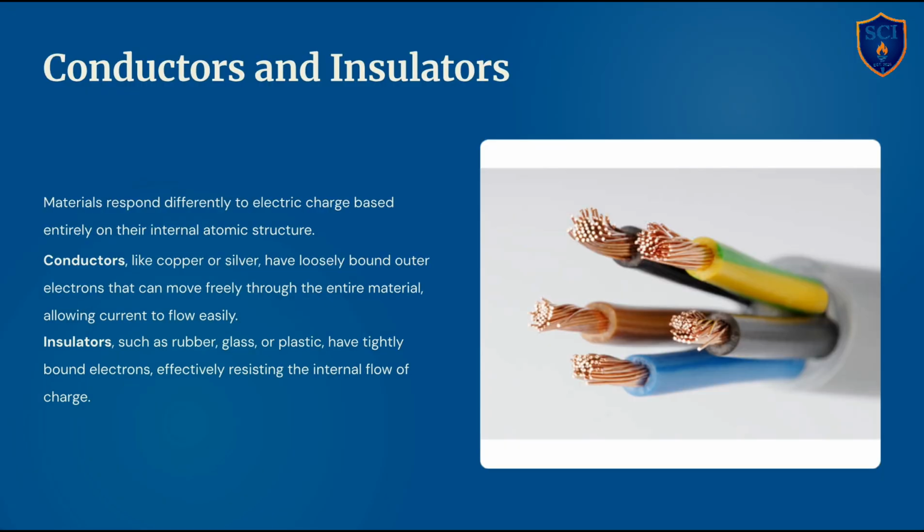Materials are classified as conductors or insulators based on their atomic structure. Conductors, like copper and silver, have loosely bound electrons that allow current to flow easily. Insulators, such as rubber and plastic, have tightly bound electrons that resist charge flow.